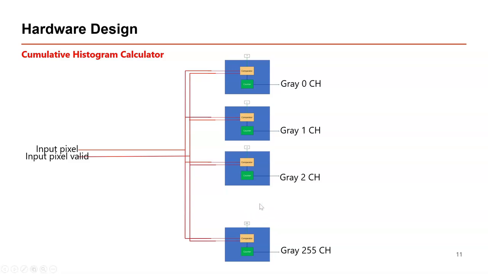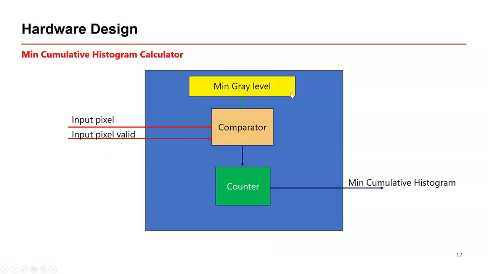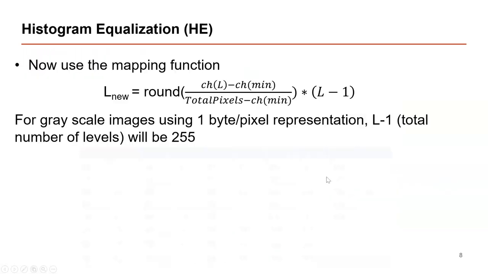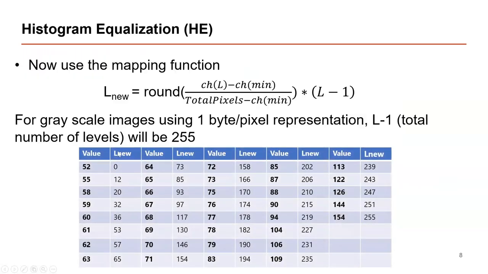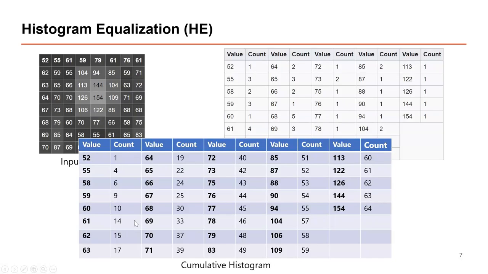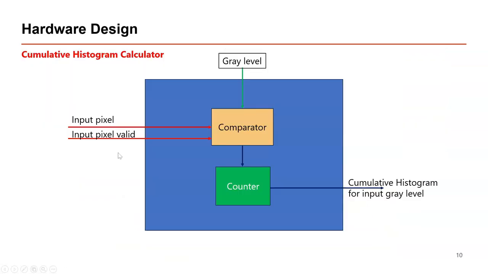But by using very simple logic, the same streaming data can be passed to a different module that will be able to find the minimum cumulative histogram. We will be seeing the code later, but the basic idea is I'll have a register which will store the current minimum gray level for which the minimum cumulative histogram is obtained. Even if you look at our table of cumulative histogram, you will observe that the lowest gray level in the input image will have the least cumulative histogram. That's the basic idea we are using here also.